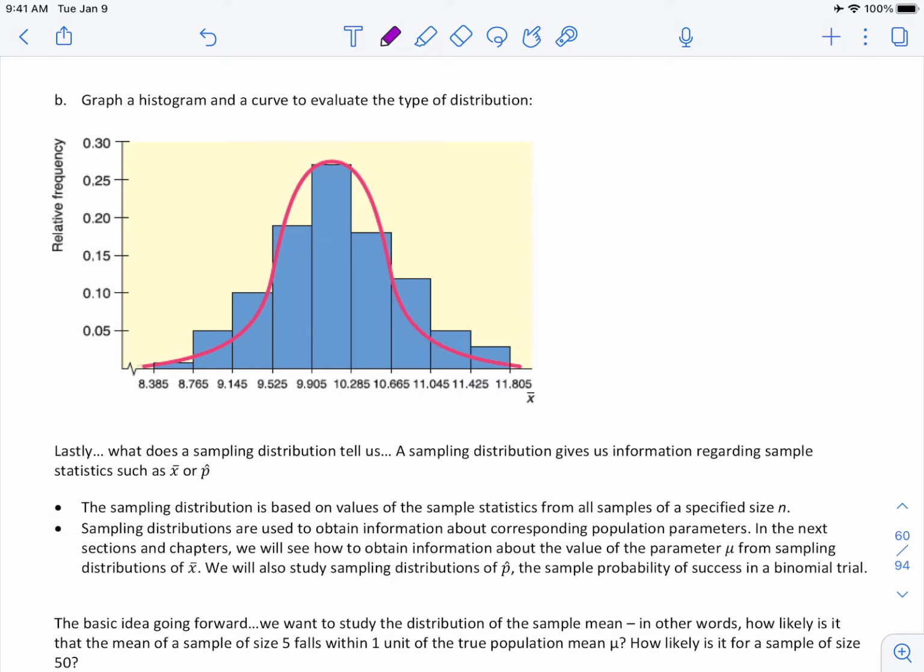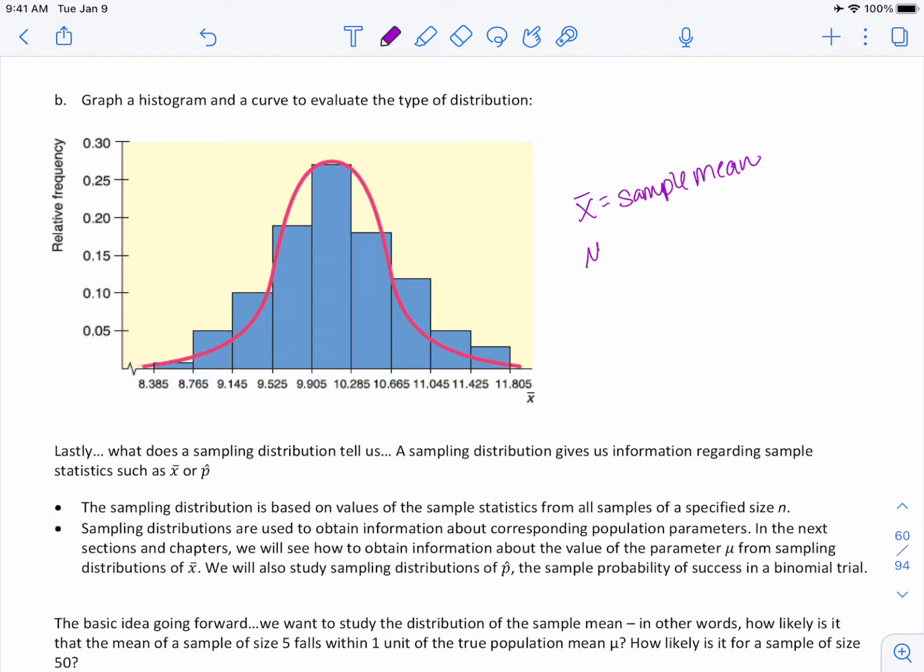The next sections and chapters will see how to obtain information about the value of the parameter mu from sampling distributions of X bar. We'll also study sampling distributions of P hat, the sample probability of success in a binomial trial. So again, reminder, X bar is your sample mean.